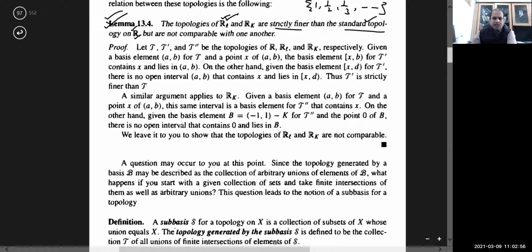So one part in the last lecture I have explained. Now let us proceed. So for this, okay, one part we have already completed. Now, I think in the previous lecture I have already compared RL, the lower limit topology, with the standard topology.